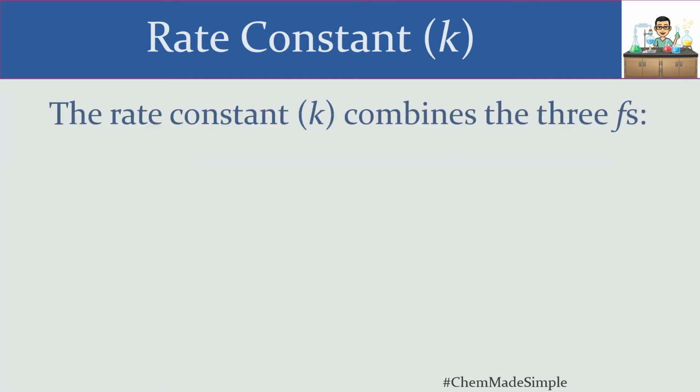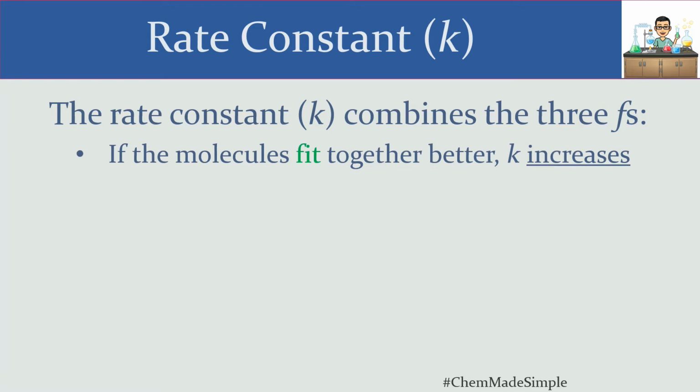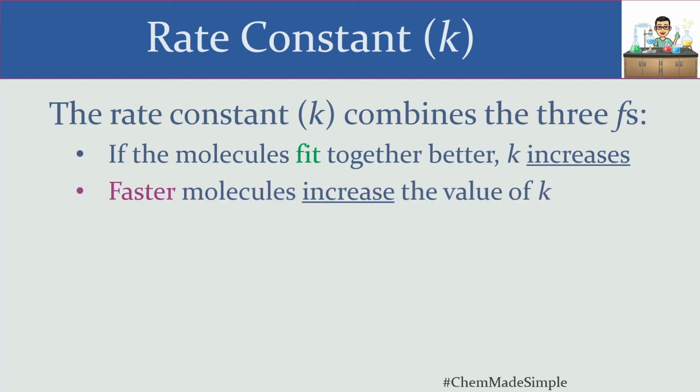So fit, fast, and far. The rate constant k is going to combine those three F's. The rate constant is a particular number that's inherent to that reaction, based on what reactants we have and how well they mesh together. If the molecules fit together better, the value of k is going to increase. That number is going to be larger if the molecules fit together better.